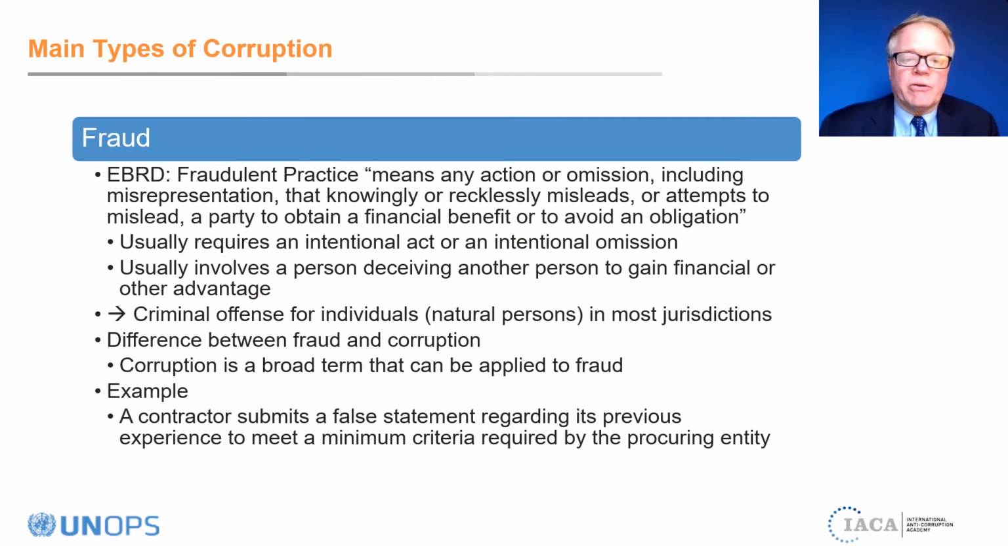That means in turn that anti-corruption efforts, if they're correctly drawn, should yield best value for the system overall. Our real goal here is to use all these different anti-corruption instruments as a way of ensuring that the government, that the public procuring entity, can gain best value. So an example of a false claim would be a contractor submitting a false statement regarding its previous experience to meet minimum criteria in a contract. This might be considered a form of fraud. And again, that's punished by different systems in different ways.